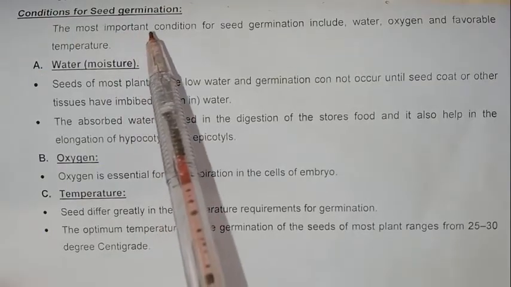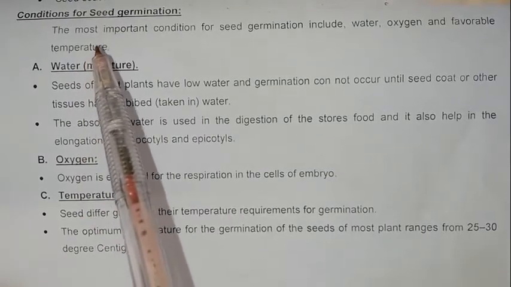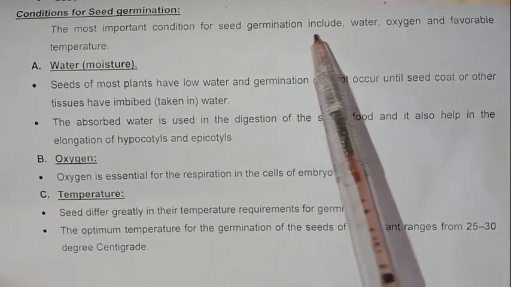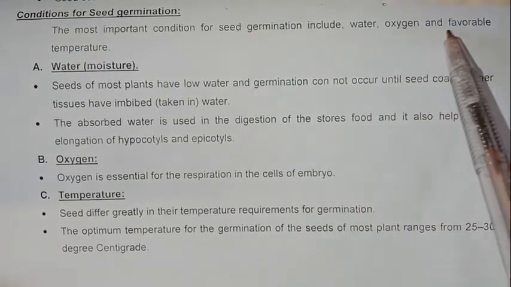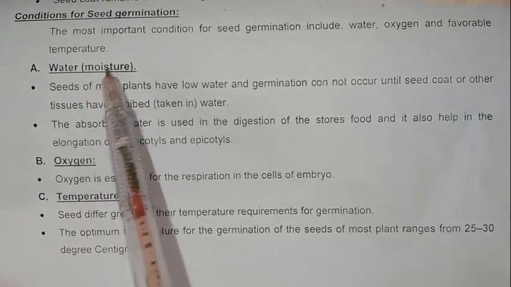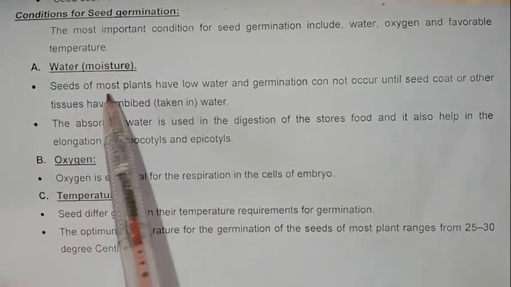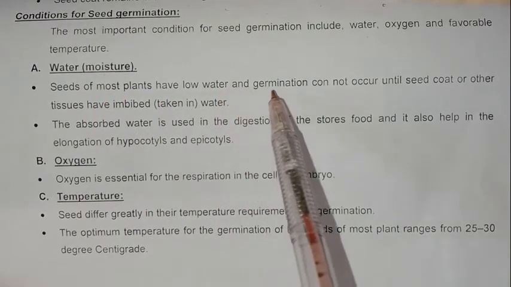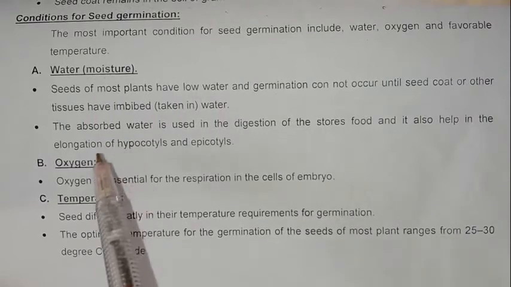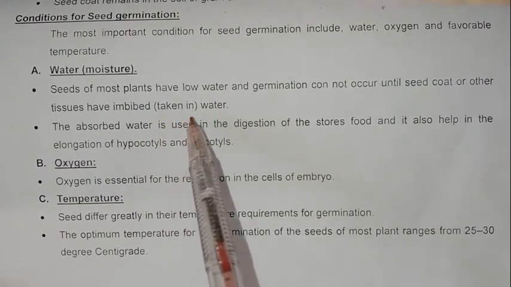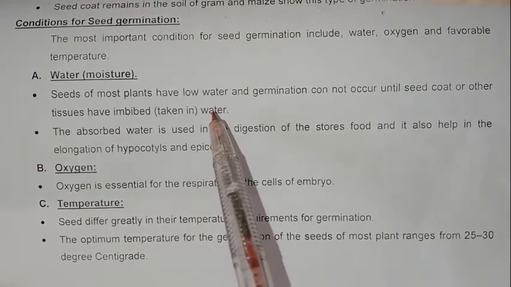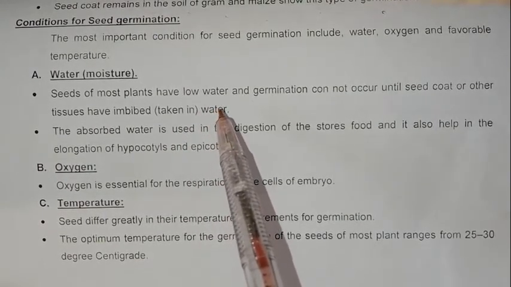Conditions for seed germination. The most important conditions for seed germination include water, oxygen, and favorable temperature. First, we will discuss water or moisture. Seeds of most plants have low water, and germination cannot occur until the seed coat or other tissue has imbibed or taken in water. So when the seed coat absorbs water and there is a sufficient amount of water in the soil, then the seed will germinate.